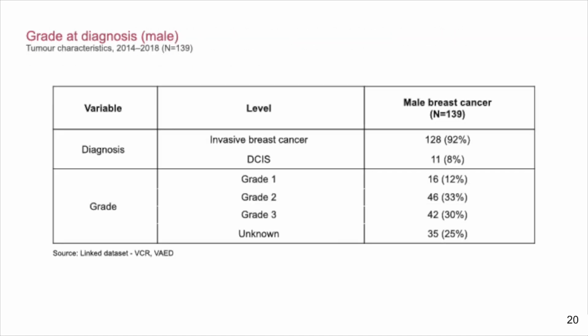So we've got a little bit of data about male breast cancer. The majority of male breast cancer is actually invasive breast cancer at diagnosis, with a small amount of DCIS. And again, these are usually grade 2 or grade 3 tumours. Again, a quarter of them don't have a recorded grade, which is probably a little bit surprising given that male breast cancer is almost always treated by surgery up front.